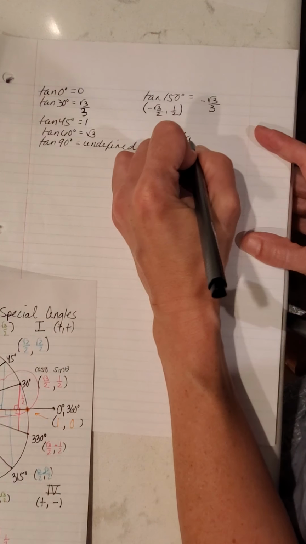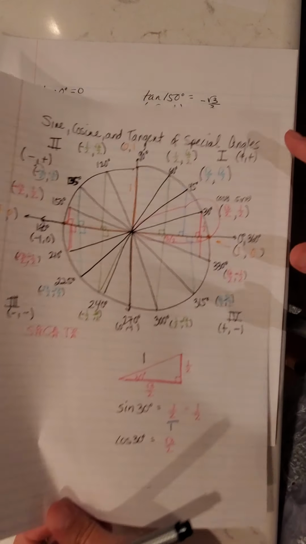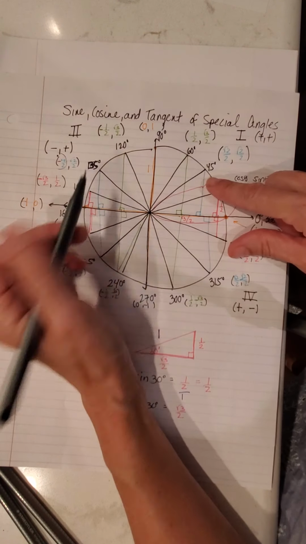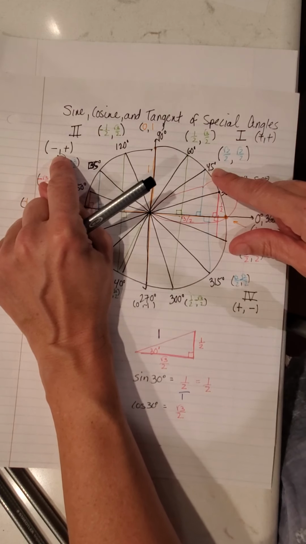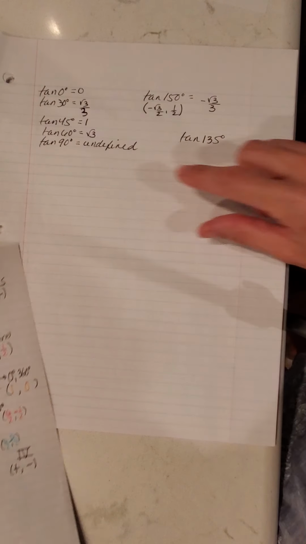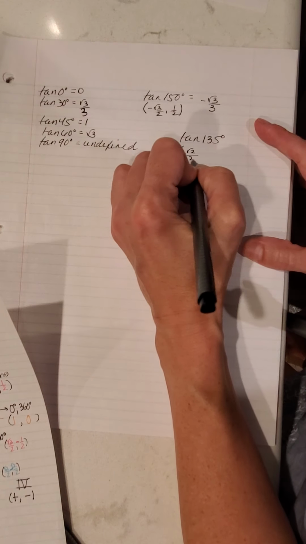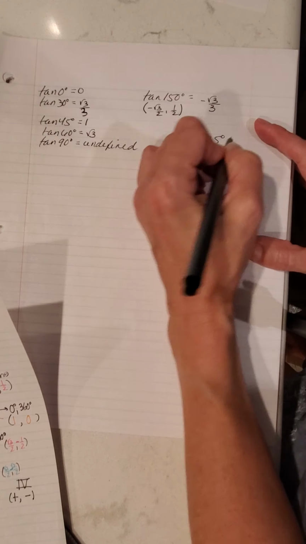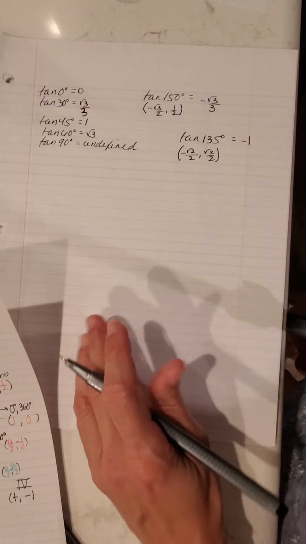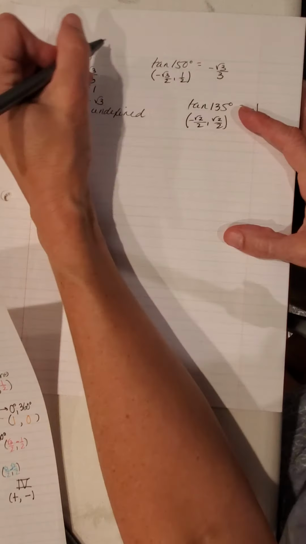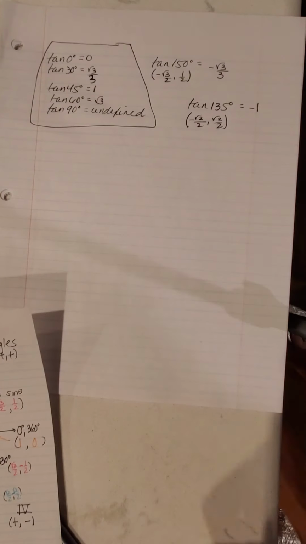If I want to find the tangent of 135, I notice that 135 is also in the second quadrant, and it's the same triangle as 45, except that x is negative. And so because of that, it's going to be very similar, but because one of the values, the x value, is negative, in this case, instead of being a positive 1, it's going to be negative 1.